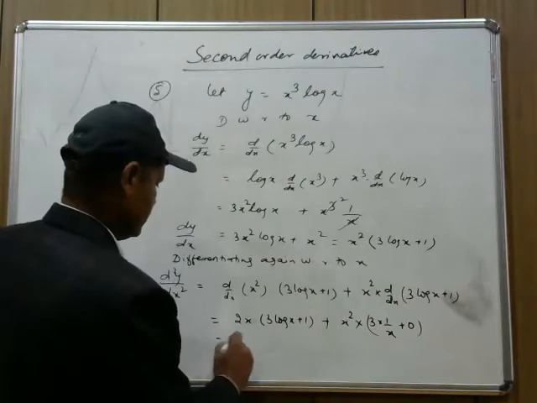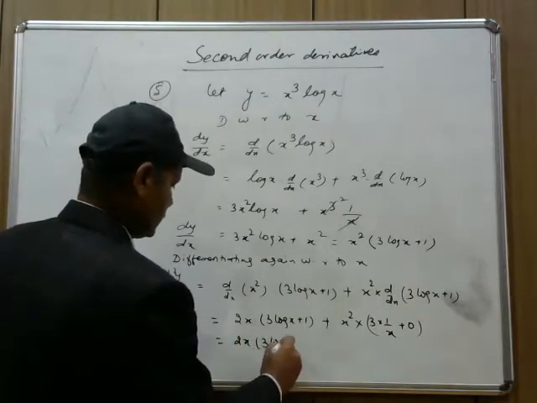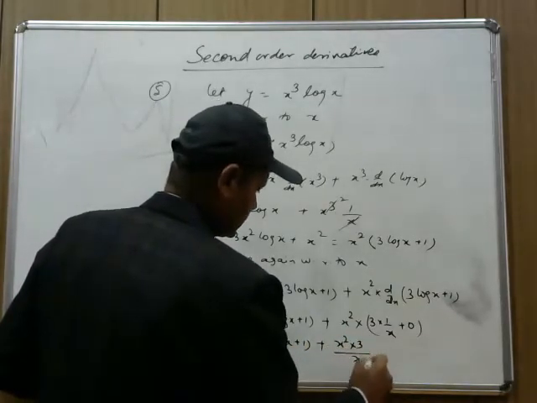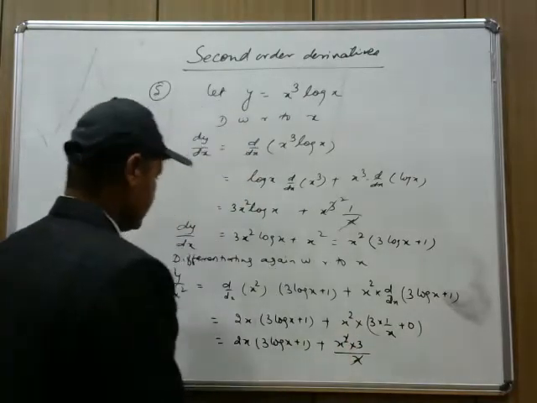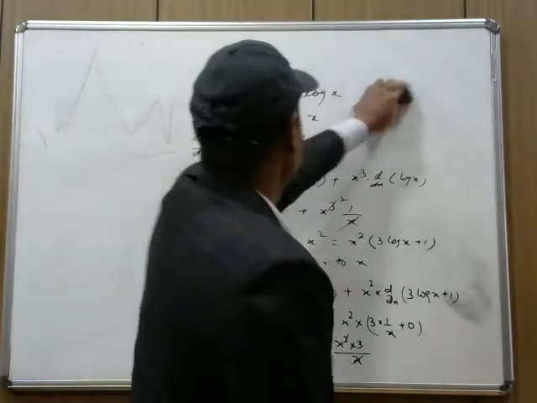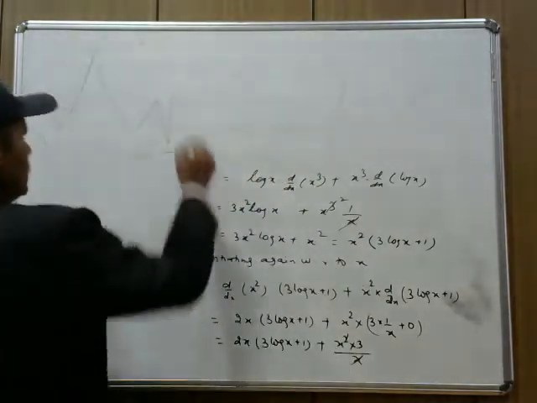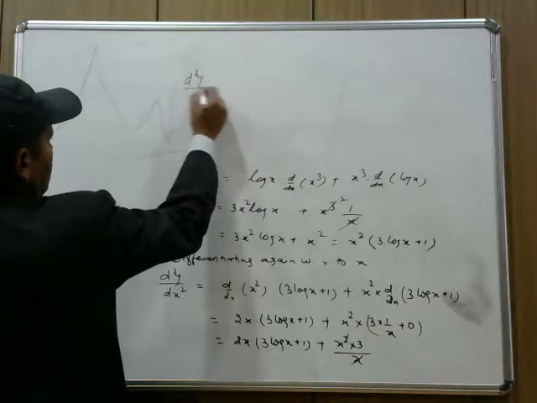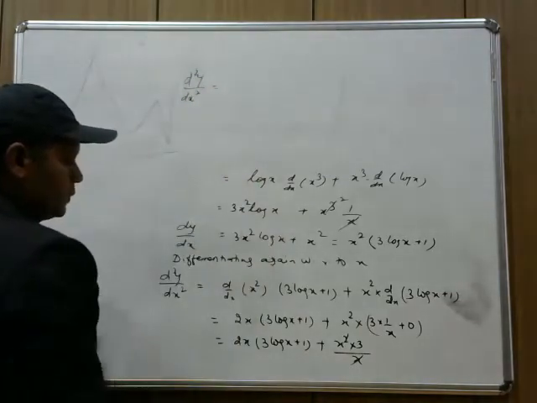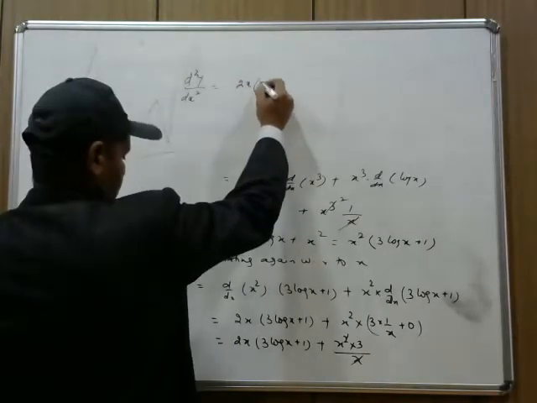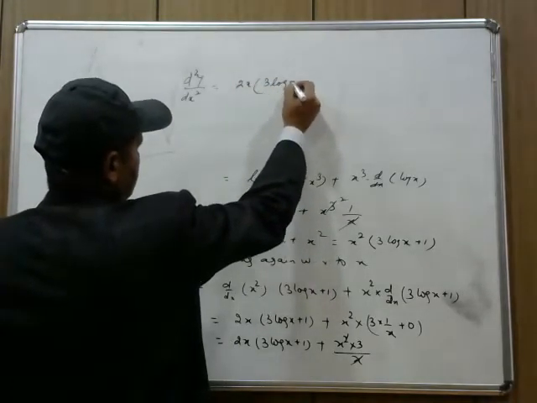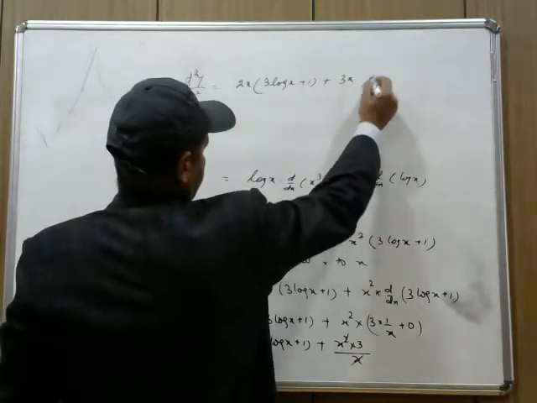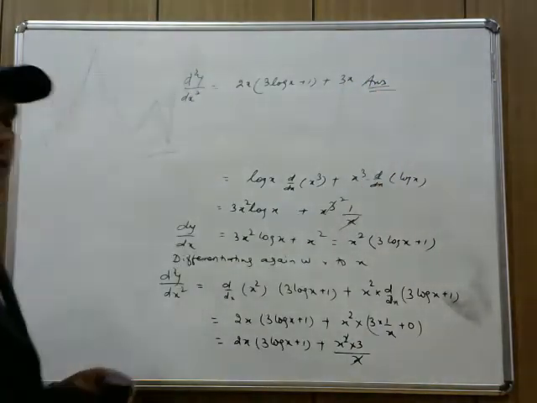Right? Therefore, what will I have? 2x into 3 log x plus 1 plus x square into 3 upon x, that will have 3x, and therefore the final answer will have that d2y by dx square is equal to 2x in bracket 3 log x plus 1 plus 3x. Double differentiation is done now.